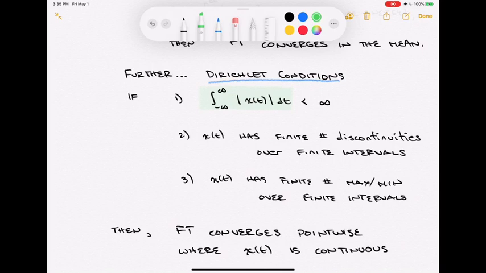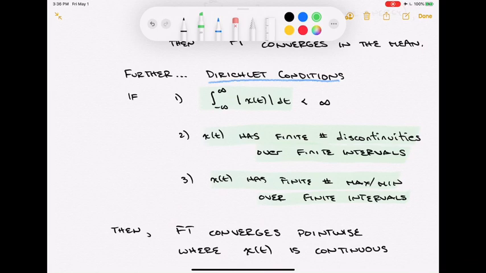The second Dirichlet condition is that x has to have a finite number of discontinuities over finite intervals. You pick whatever finite length interval you choose, that signal cannot have an infinite number of discontinuities in it. Again, we have switching devices that can cause discontinuities, but they can never switch so fast as to give us an infinite number of discontinuities over a finite length of time. This is an easy condition to meet with practical signals. And the last condition is that it has a finite number of maxima and minima over a finite interval. Same kind of easy guarantee, met by practical engineering signals.